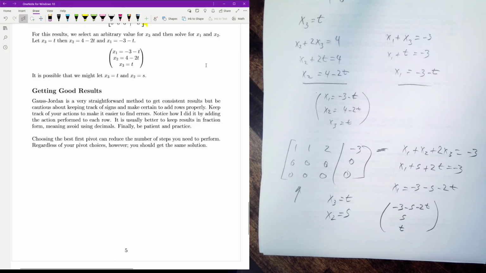Be patient and practice. The more you do it, the easier it will get. If you choose the best pivots, you'll get results faster perhaps, and sometimes the math will be a little bit easier. But regardless of your pivot choices, you should get the same solution. That ends lecture number 3.